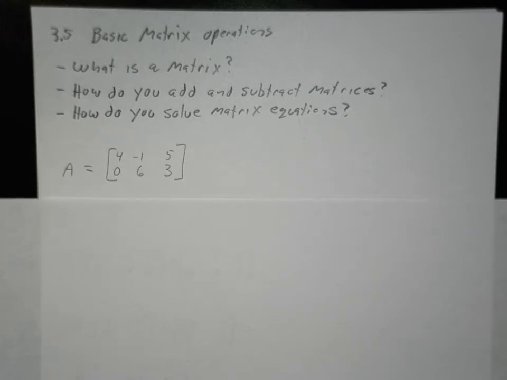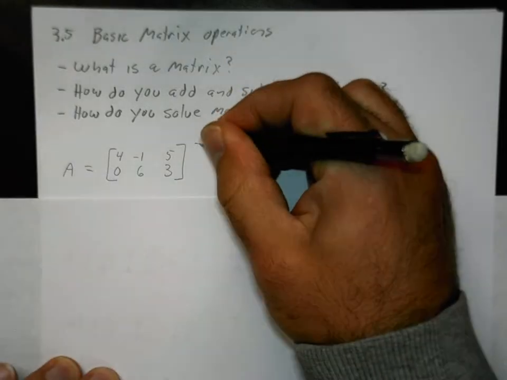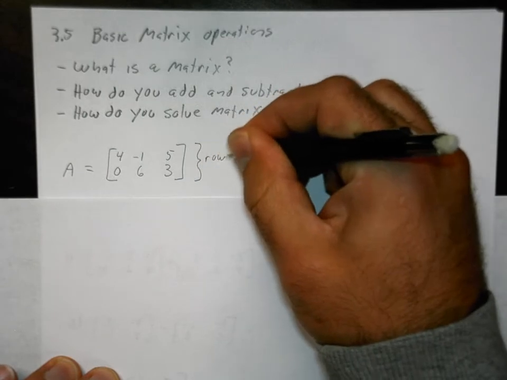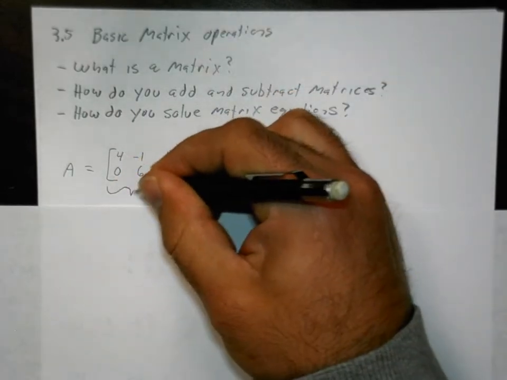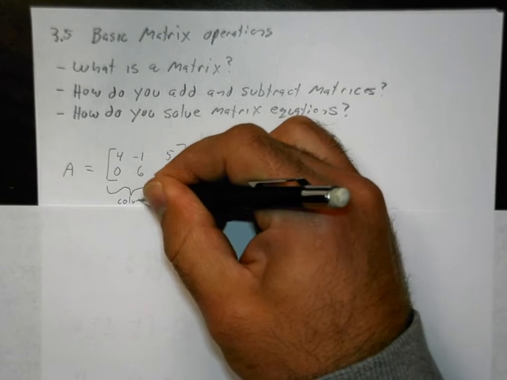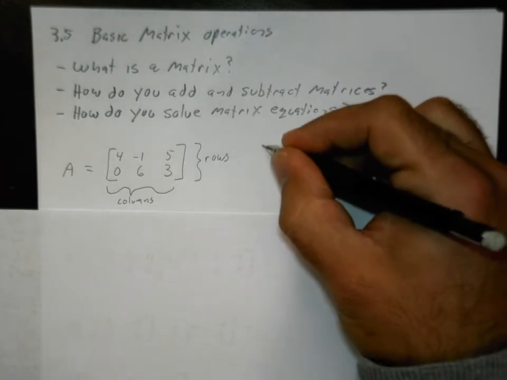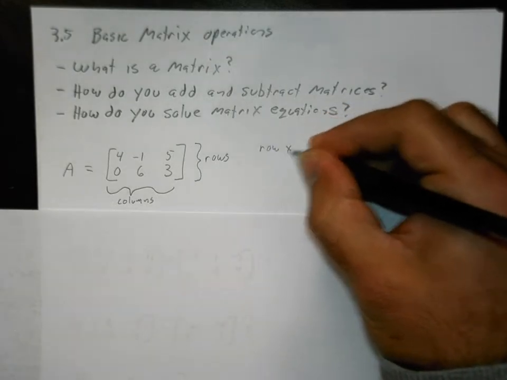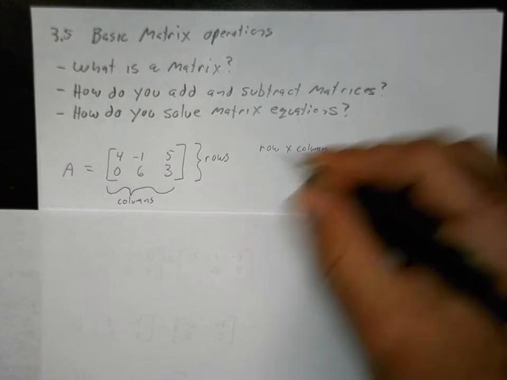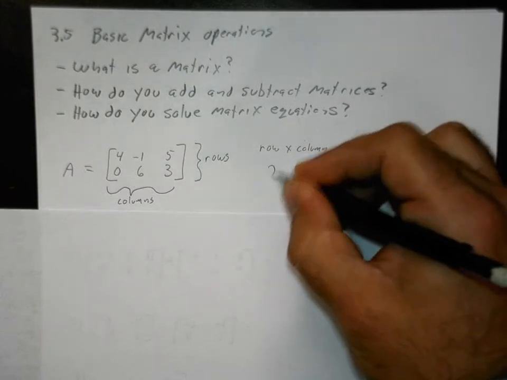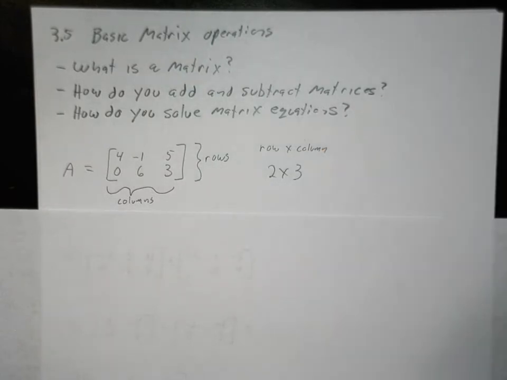Here's an example of a matrix. A matrix is just a rectangular array of numbers. Okay, and it's organized in rows and columns. The dimensions of the matrix is row by column. So in this case, this matrix is a 2 by 3 matrix. 2 rows, 3 columns.